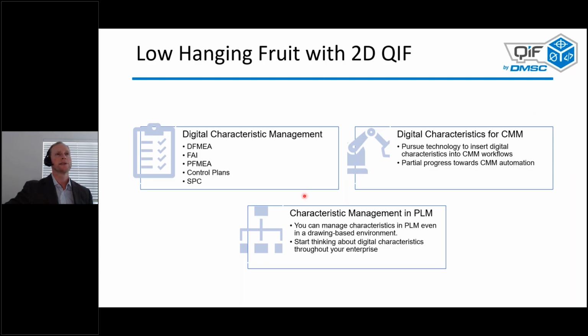And then the last thing is thinking about characteristic management at the enterprise level. A lot of the PLM tools out there have the ability to manage characteristics, and even if you're not in an MBD world, you can digitize your bill of characteristics and use your APIs to push your characteristics into your PLM system, and start to think about managing your bill of characteristics at the PLM level. That's an advanced concept usually thought of as something done when you move to MBD. But there's no reason to wait until you go to MBD to start managing your characteristics digitally. So it's another possible low-hanging fruit for people to think about.